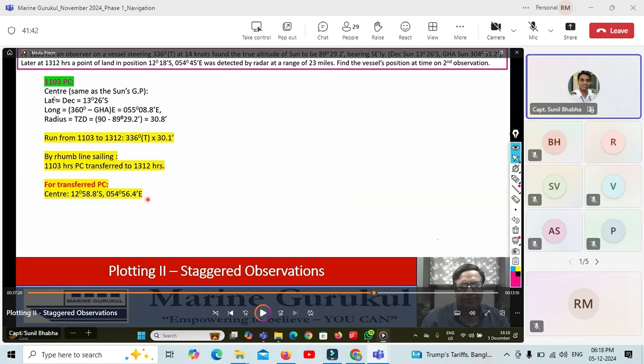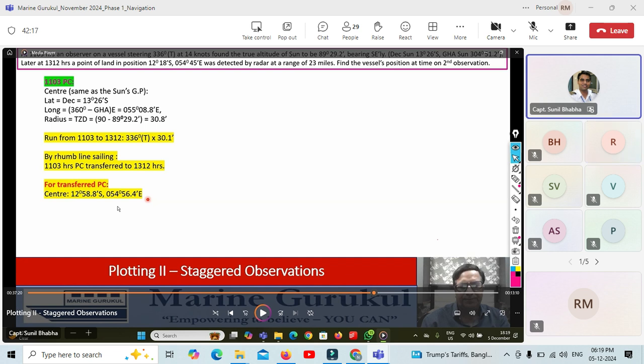You mean to say in a high altitude observation, how do you get the center and the radius? No, sir. Below, then, this transferred PC position center. Okay, beta, this high altitude observation was taken earlier, at 1103, right? Yes, sir. Now the second observation is taken at 1312. So we will need to transfer this position circle from 1103 to 1312, right? Yes, sir. Now to transfer a position circle, we have to transfer its center.